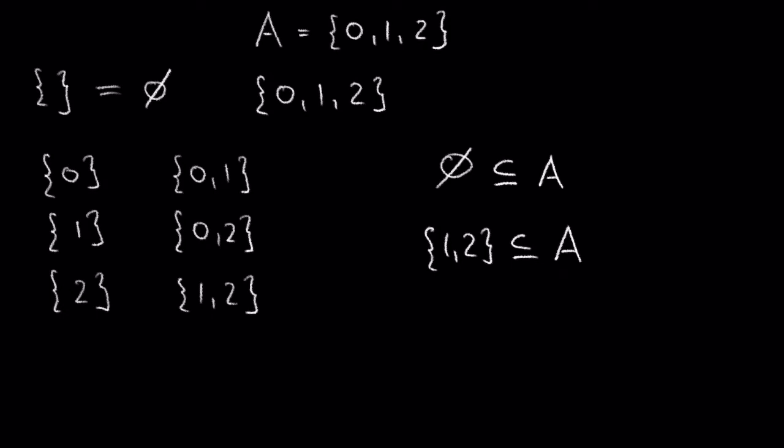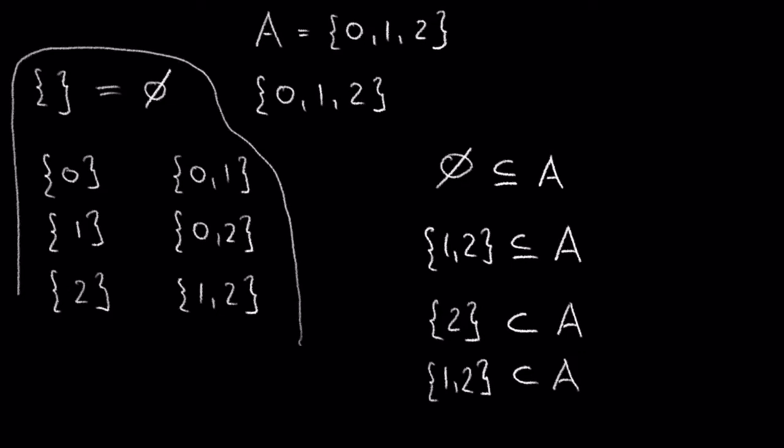A proper subset is where not every element from A is included in the subset. You can show that by removing the line from the subset symbol, which would look like this. The set with the element 2 is a proper subset of A. Or the set with the elements 1 and 2 is a proper subset of A. So these are not only subsets of A, these are proper subsets of A, in addition to set A itself.